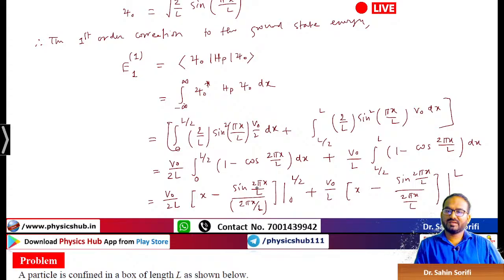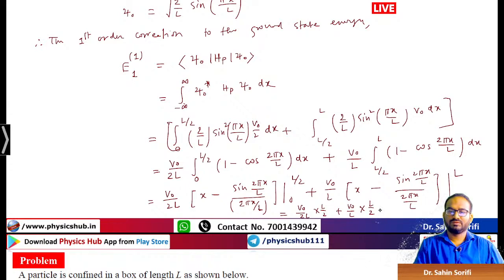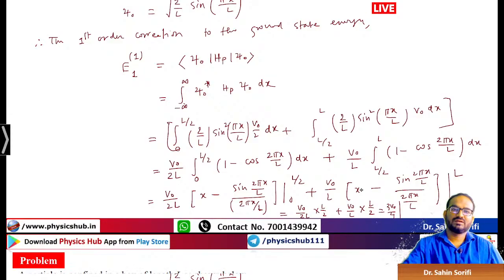So this term will be cancelled if you put L equals to L by 2. So what you are left with from the first term is V naught by 2L into L by 2, plus V naught by L. Here also the sine term will cancel if you put L and L by 2. Whatever you put, the second term is not contributing. Here it is L minus L by 2, so L by 2. So V naught by 4 plus V naught by 2, so 3 V naught by 4. So option B is the correct option.